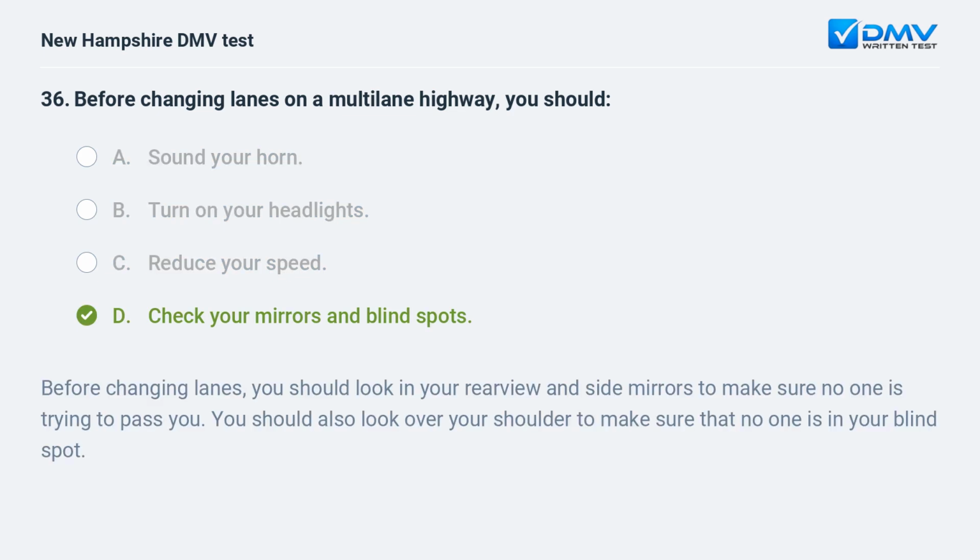D. Check your mirrors and blind spots. Before changing lanes, you should look in your rear view and side mirrors to make sure no one is trying to pass you. You should also look over your shoulder to make sure that no one is in your blind spot.